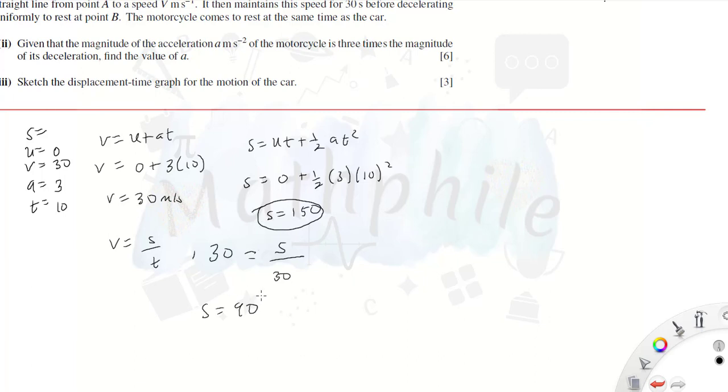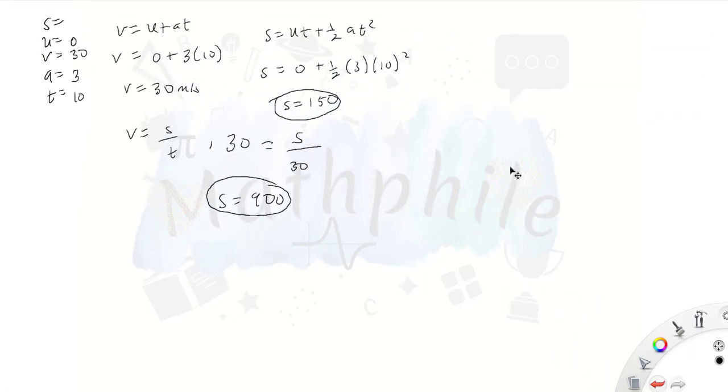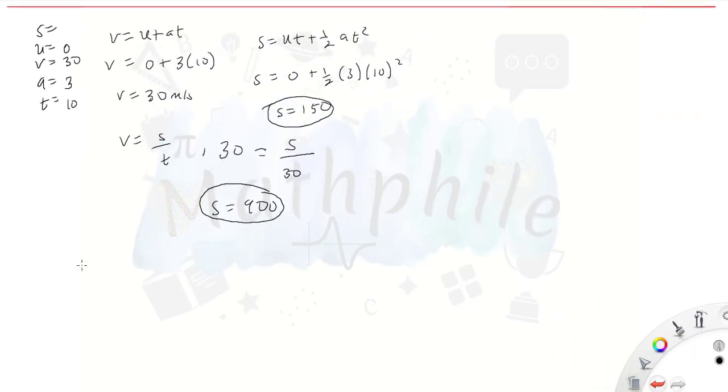It's 150. And the distance traveled in the next 30 seconds is, sorry, 900, not 90, because 30 times 30 is 900, not 90. So the total distance traveled is equal to 150 plus 900. So this would be 1050 meters.